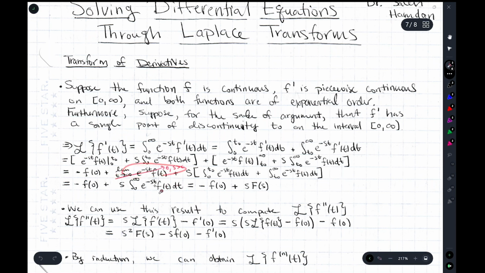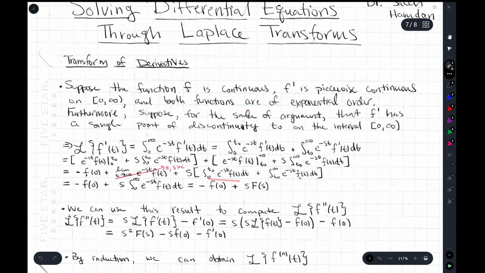This is 0, as we said, for s greater than c because of the exponential order. And so yes, we're assuming that it's of exponential order with c. So as long as s is greater than c here, not necessarily just greater than 0, then you'll get this going to 0. And you get this minus f of 0 from that lower bound there.